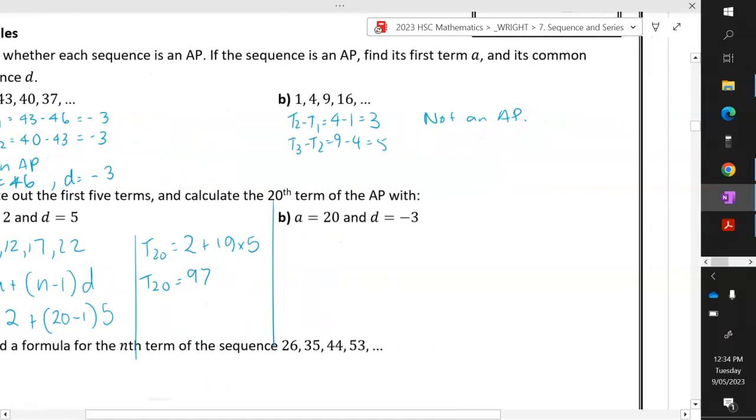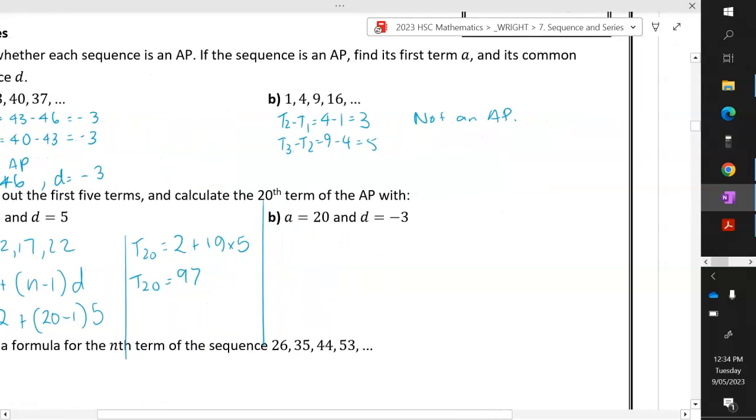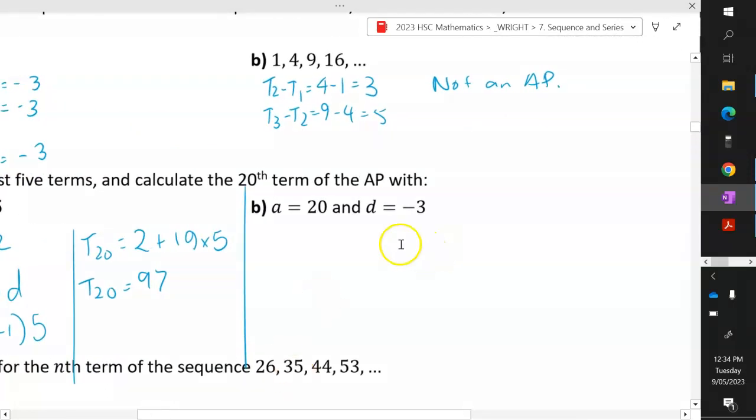Let's have a look at B. We want to find the 20th term when our AP starts with A is 20 and our common difference is minus 3. So we're going to be getting smaller this time. So we're starting with 20 and we're taking off 3 each time.